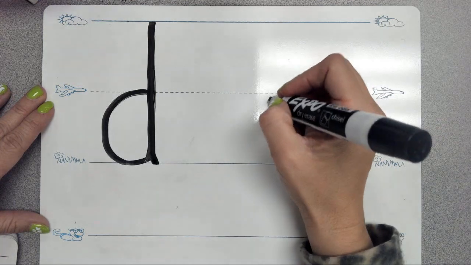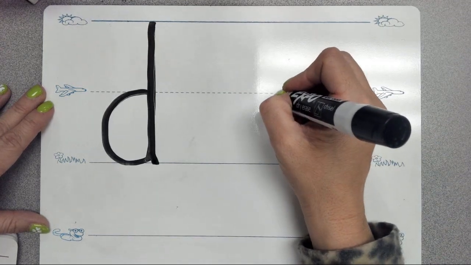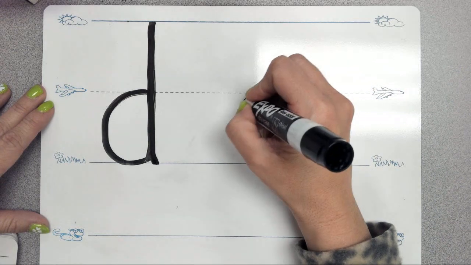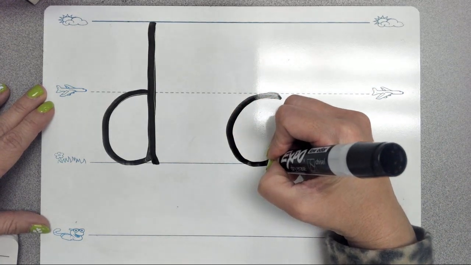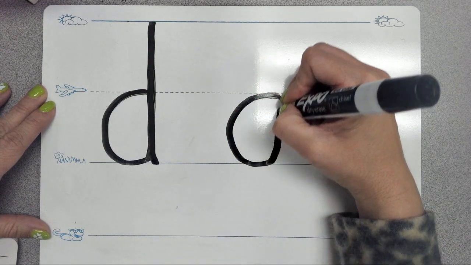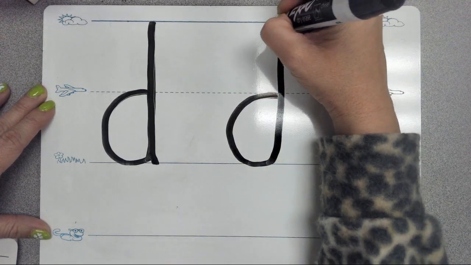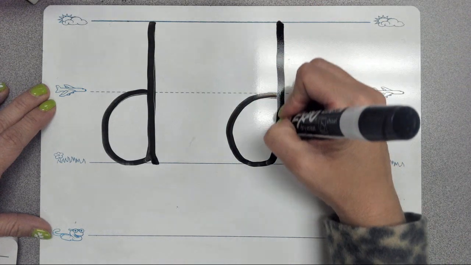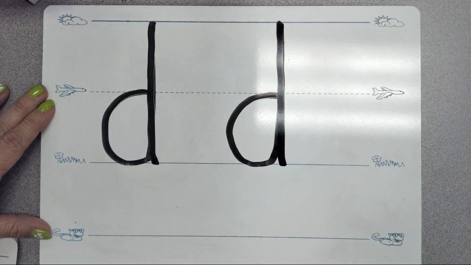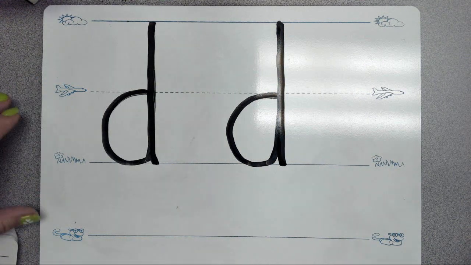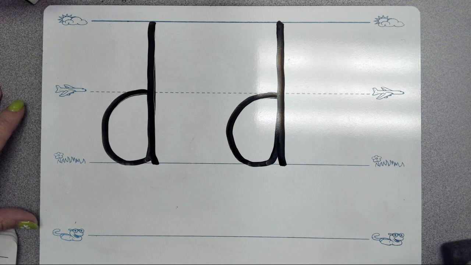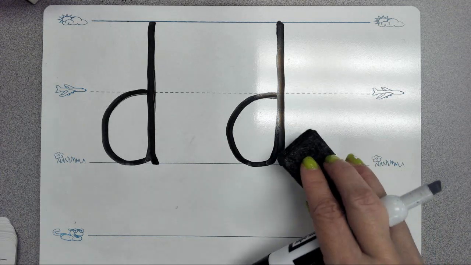Second one, point to the plane line. Go back down and around to the grass line. All the way up to the skyline. Trace back down to the grass line. D, dog, D. Delightful, my little darlings. You may erase.